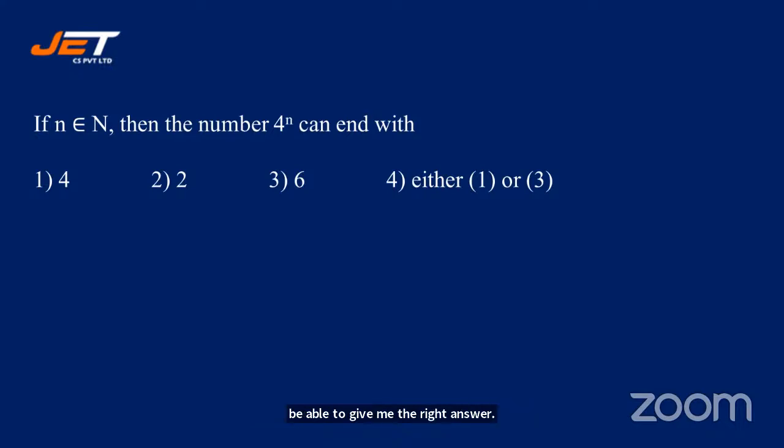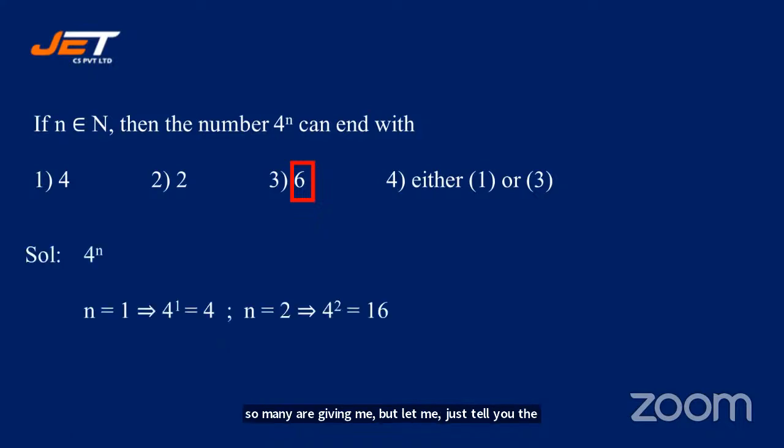All right. Let me check how many are giving me the correct answer. Swapna, you're right. Navneet, you're right. All right. So many are giving me, but let me just tell you. The correct answer is option 3, 6. How? You're taking 4 power n.